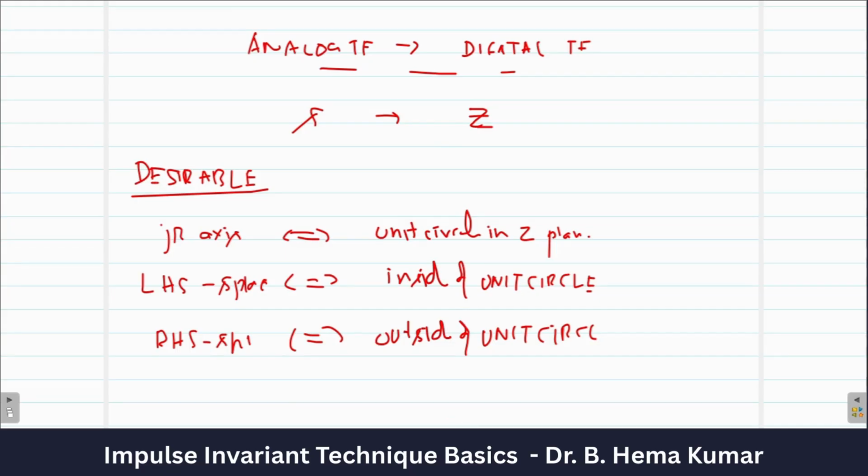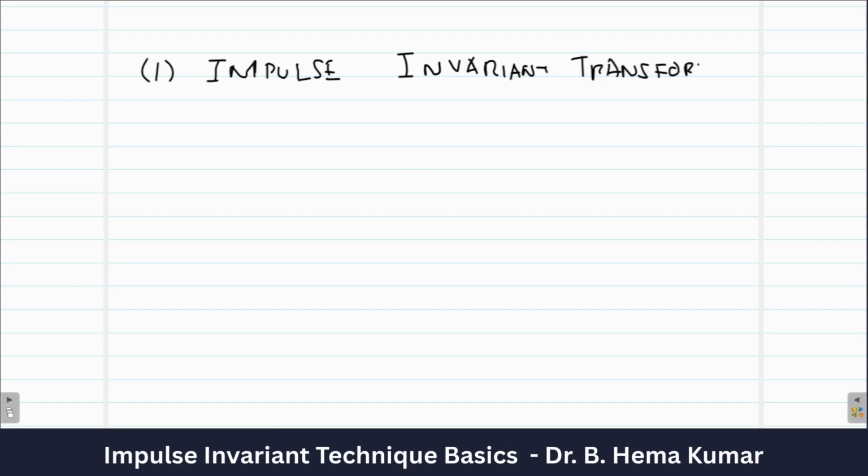To achieve this, there are a lot of methods. We are going to see the first method, which is the impulse invariant transformation. This is the first method we are going to see to convert the given analog transfer function into a Z domain transfer function. That is, we want to convert S to Z, whatever the transfer function we have got.